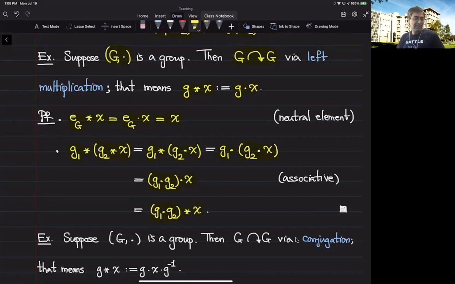So left multiplication is another action of the group G on itself. Let me give you another action of the group G on itself.